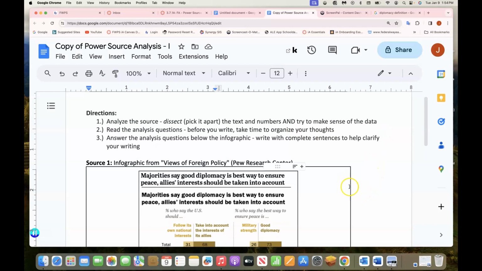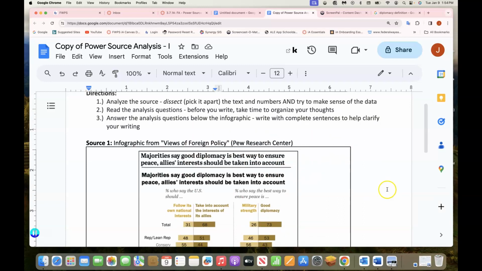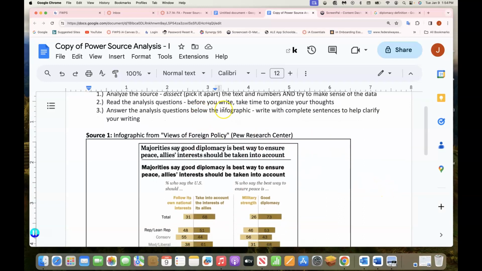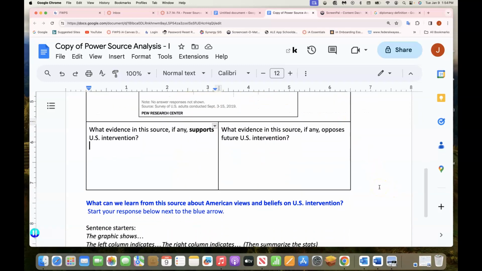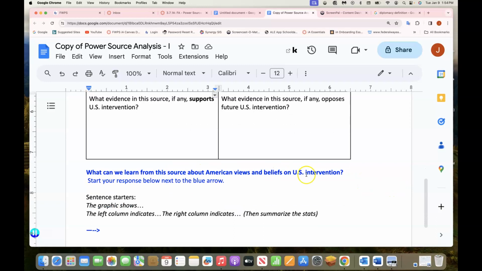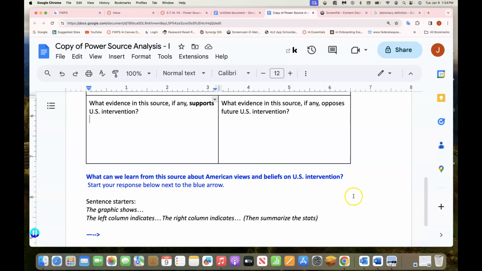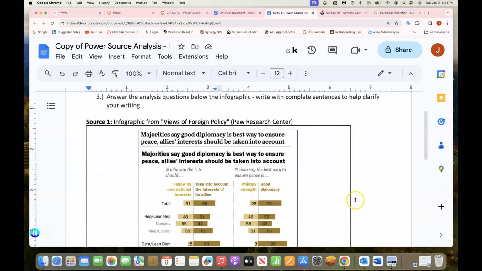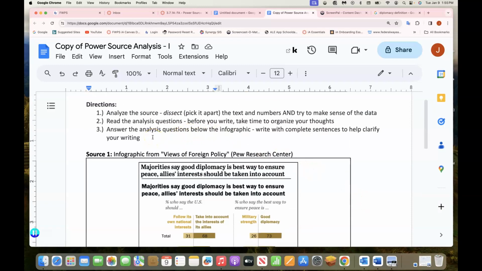The second part of this is, before you begin writing, you want to look at the analysis questions. So before you write, take time to organize your thoughts. At the bottom here, you're going to notice that there are 3 questions, 2 in these boxes, and then the third one here. So you're going to want to read over those. And then the third part, you're going to answer the analysis questions about this infographic by writing with complete sentences, because complete sentences help to clarify whatever it is that you are trying to say.